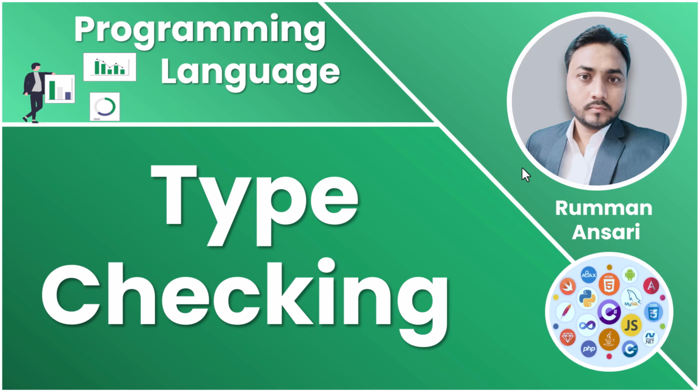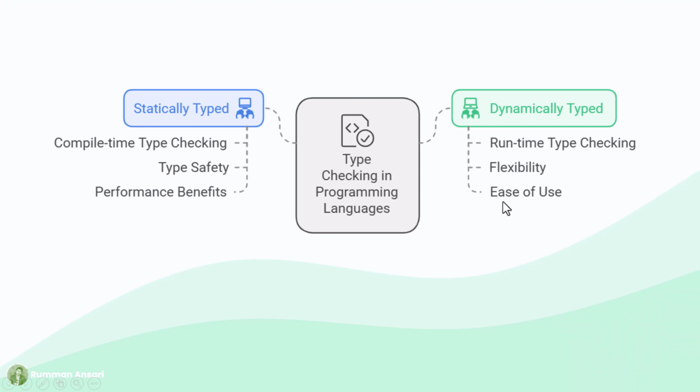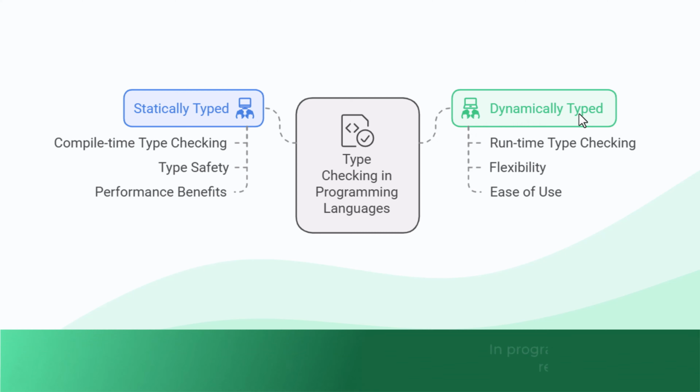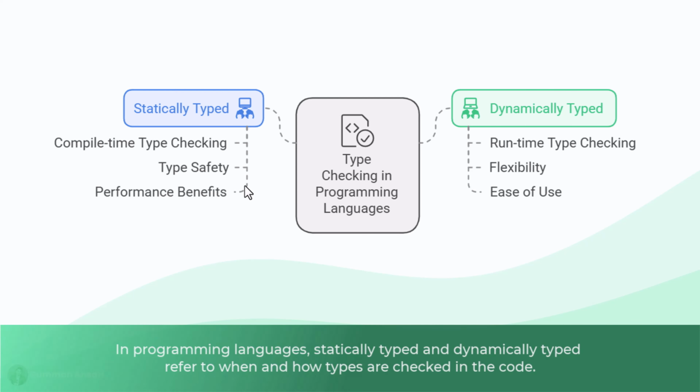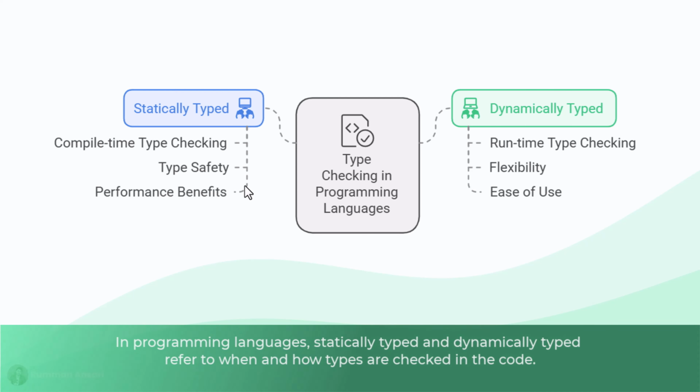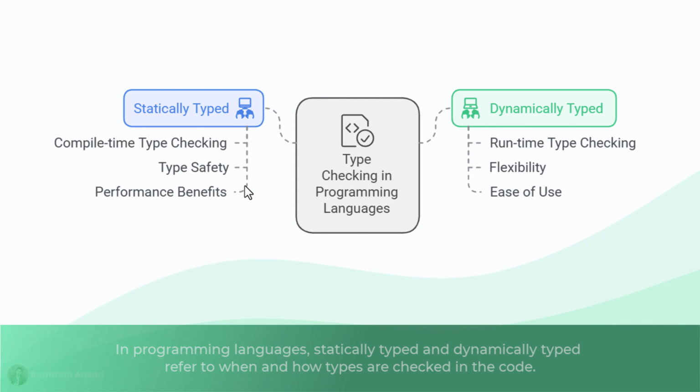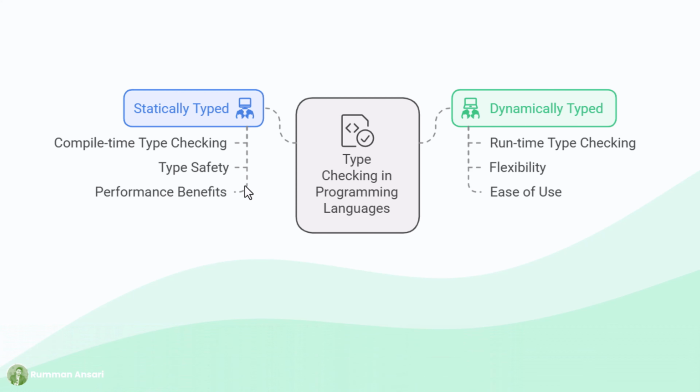In this video, we will discuss type checking. In programming languages, type checking can be categorized as two different types. First one is the statically typed and second one is the dynamically typed. As you can see in this diagram, we have statically typed language and dynamically typed. Statically typed and dynamically typed refers to when and how the types are checked in the code. Here the type means the type of the variable or the data type of the variable.